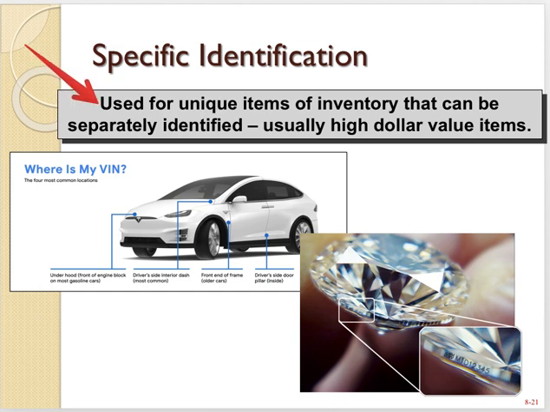So it says here that specific identification is used for unique items of inventory that can be separately identified. But this isn't appropriate for all different kinds of inventory. It really is only appropriate for inventory that is, number 1, unique, and number 2, a high dollar value item. So the 2 most common examples are this.